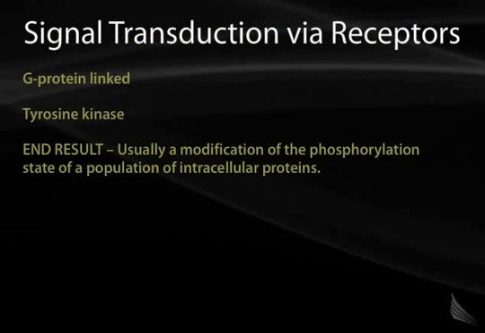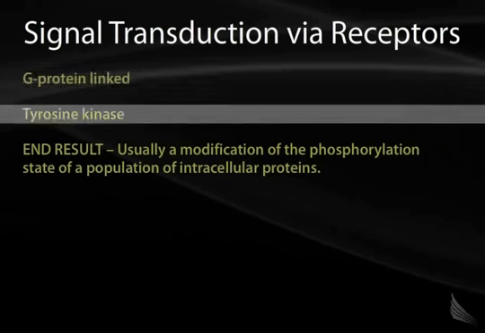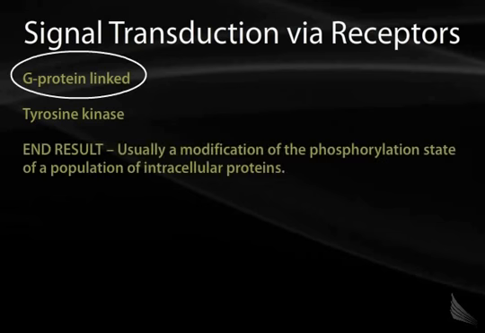There are two major classes of signal transduction mechanisms that we'll talk about. There are G protein linked receptors and tyrosine kinase linked receptors. And it's important to remember the end result of what these receptors are actually doing. What they will do is ultimately modify the phosphorylation state of a population of intracellular proteins. And we'll describe this in some more detail as the lecture moves on. We'll begin by talking about G protein linked receptors.